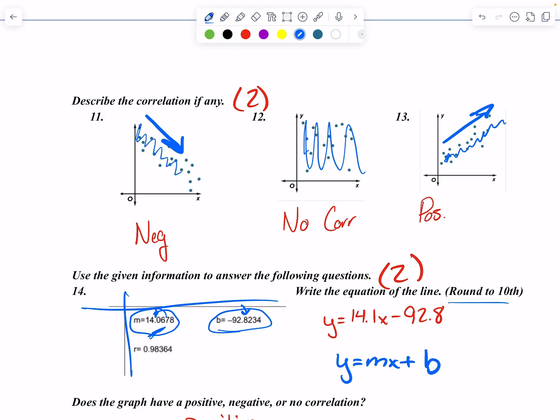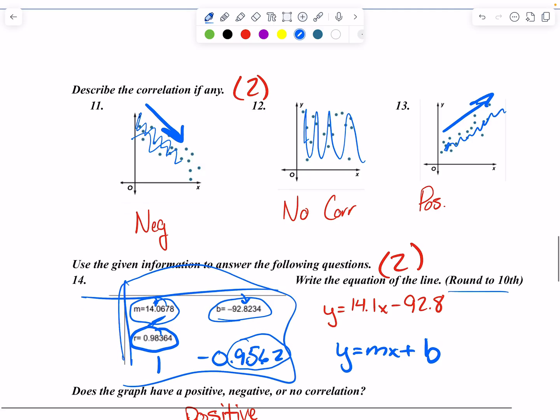Now, for the positive or negative correlation, what we look at is this value right here. If it's really close to positive 1, it's going to be a positive correlation. If it's really close to negative 1, like negative 0.9562, that would be a negative correlation. If it's not close to either, like 0.624, these numbers need to be really, really close to 1 or negative 1. Otherwise, your answer is just no correlation. But these numbers pop up in here when we're doing our problems.